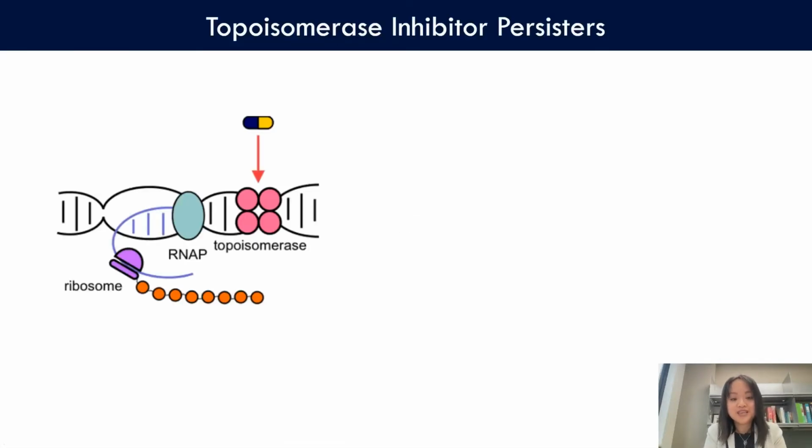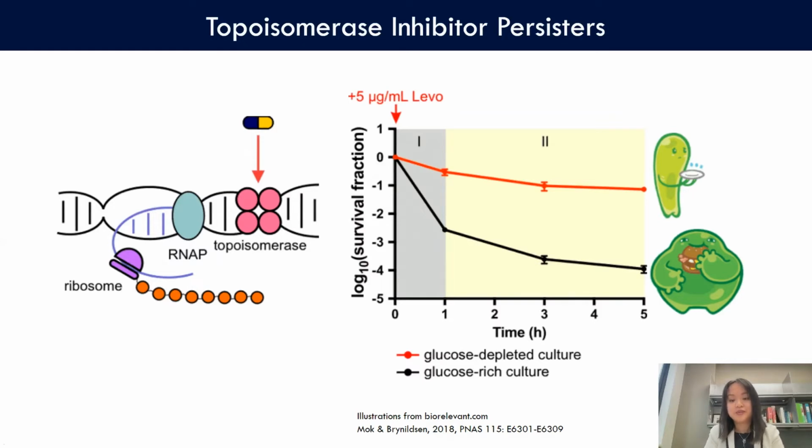So in my lab, we're especially interested in understanding how persisters can survive treatment with topoisomerase inhibitors. And these drugs target topoisomerases like DNA gyrases, which can change the supercoiling state of DNA during DNA replication and transcription. And at high concentrations, these drugs can lead to DNA double-stranded breaks and cell death. So if we treat populations of E. coli with high doses of fluoroquinolones, that is one of these topoisomerase inhibitors, so treating them with a drug like levofloxacin, we can see that they can kill these populations.